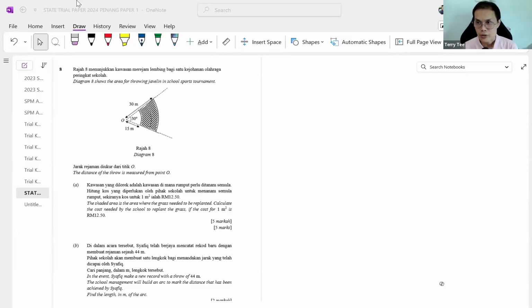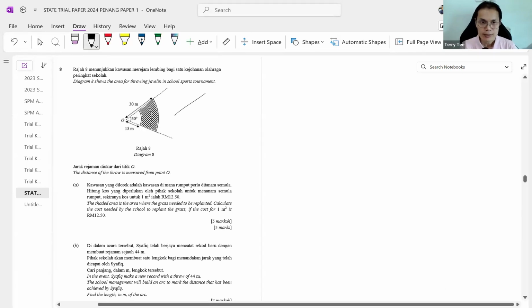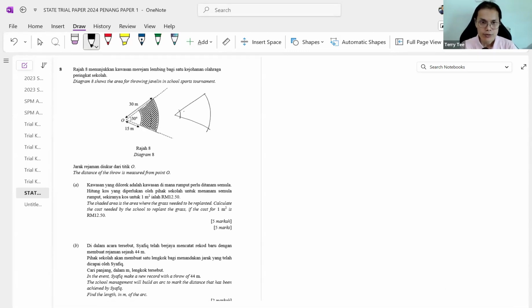Okay, let's move on to question number 8. Here the diagram shows the area for throwing javelin in the school sports tournament. The distance thrown is measured from point O. The shaded area is the area where the grass needs to be replanted. Calculate the cost needed to replant the grass, if the cost for 1 square meter is 12.50. So basically you're finding the area bounded by two concentric sectors. You can see these two sectors share the same angle, which is 30 degrees.